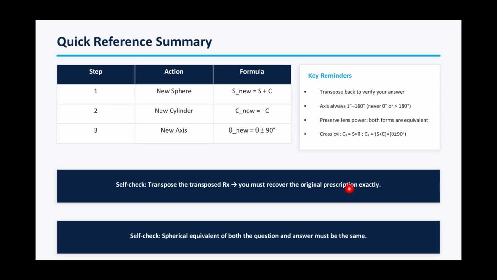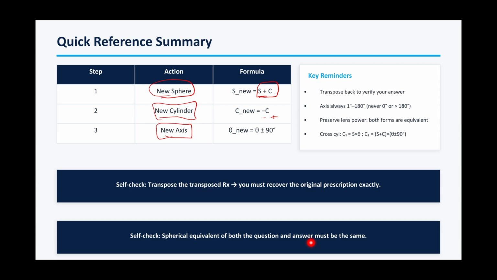So to summarize, there are three steps. To find out the new sphere, we have to do the algebraic sum of the sphere and cylinder. The new cylinder is just the same cylinder with the sign changed. If it is plus, you change into minus. If it is minus, you change into plus. And the new axis, depending on whether it is less than 90 or greater than 90, you either add 90 degrees or subtract 90 degrees.